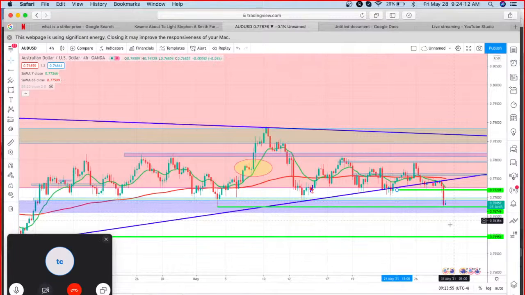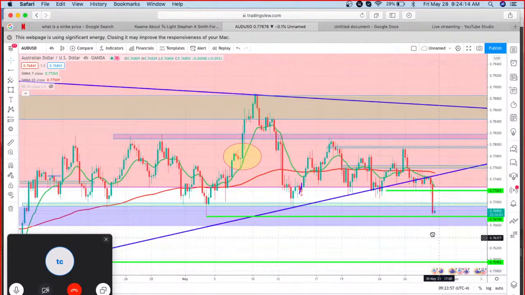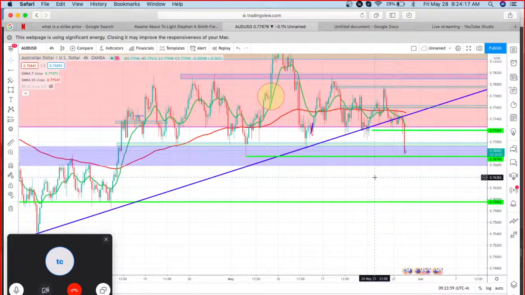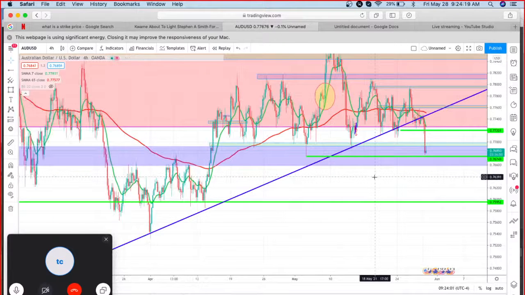But remember what I said about the Dow. That overall level is going to hold up. And that's actually what we saw. At 9 o'clock, look at what happened.